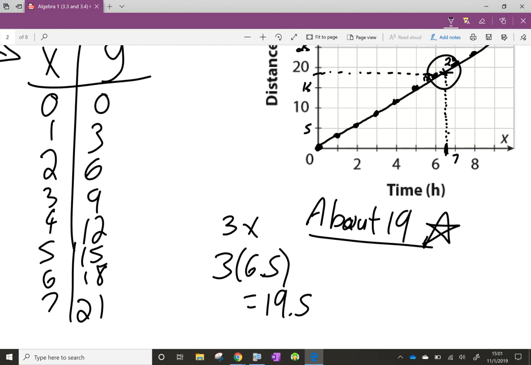You could also estimate other times, right? For example, if you were to guess 3.5 hours, 3.5 hours would be right here, which is about 10, right? It looks like it's about 10. I think technically it's 10.5, but 10 is close enough, right? So it's an estimate of where it is about.